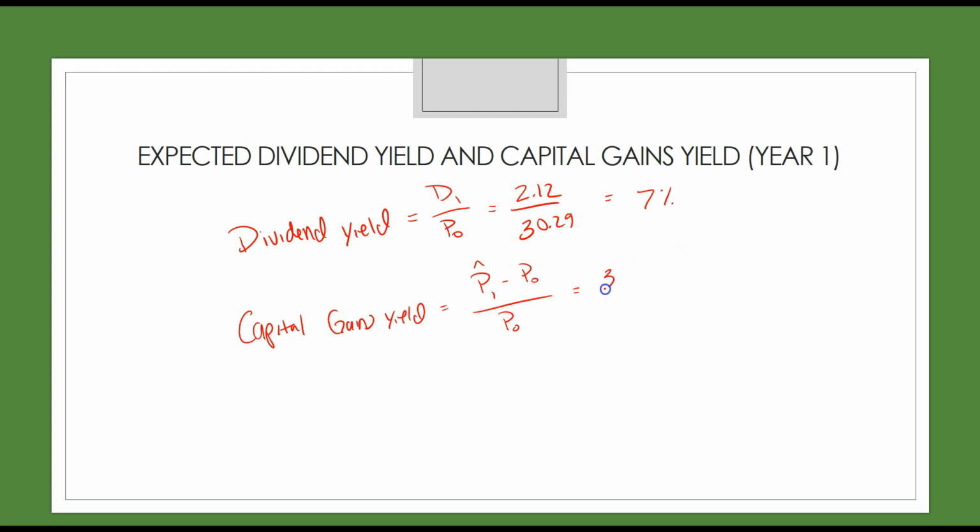And so next year we expect the stock to be at $32.10. Right now it's at $30.29, and we divide it by what we paid for it, $30.29. And that gives us a capital gains yield of 6%.